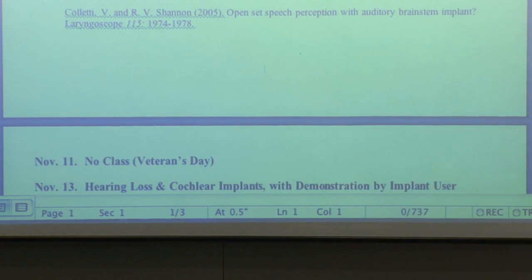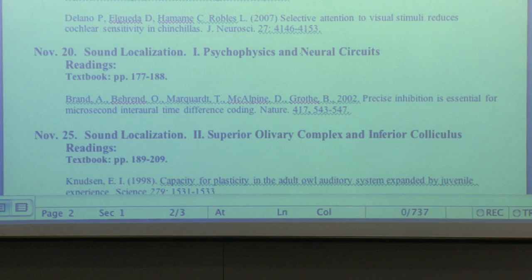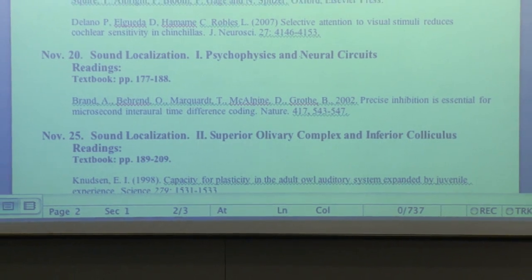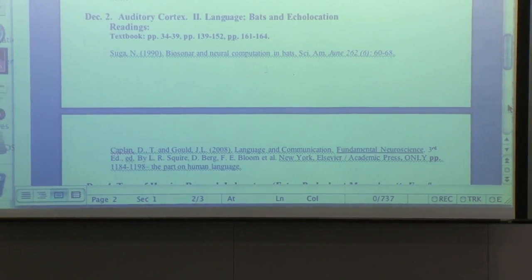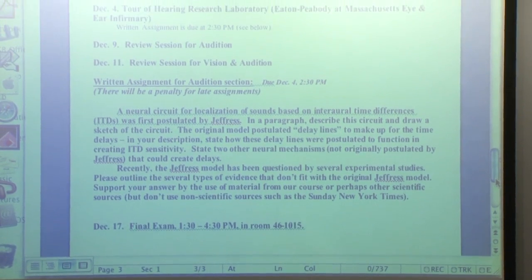So a cochlear implant is a device that can be put in your inner ear, and it can restore your sense of hearing. And we'll have a demonstration by a cochlear implant user who comes to class on that date and gives a demonstration of her cochlear implant, which has restored hearing to her, although not perfectly. So then later on in the semester, we'll talk about various other topics on up through the auditory cortex.